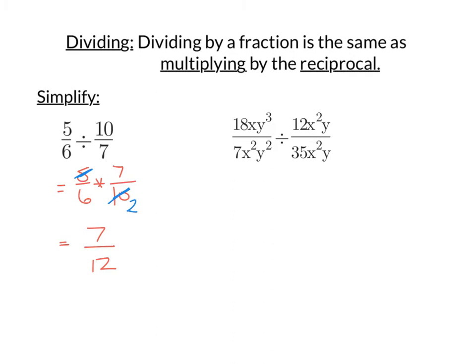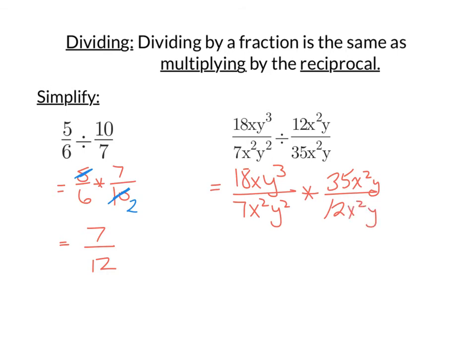That's the idea that we want to go with when the fractions turn into these rational expressions. If I'm dividing by a fraction, I want to multiply by the reciprocal. That means leaving the first fraction the same, 18x y to the third over 7x squared y squared. And instead of dividing by the fraction, we're going to multiply by its reciprocal. So what was in the denominator will now be in the numerator, and what was in the numerator will now be in the denominator. And start looking for some things to cancel. Right in the last fraction, I see right on top of each other, I've got these x squareds and these y's. They're going to cancel.